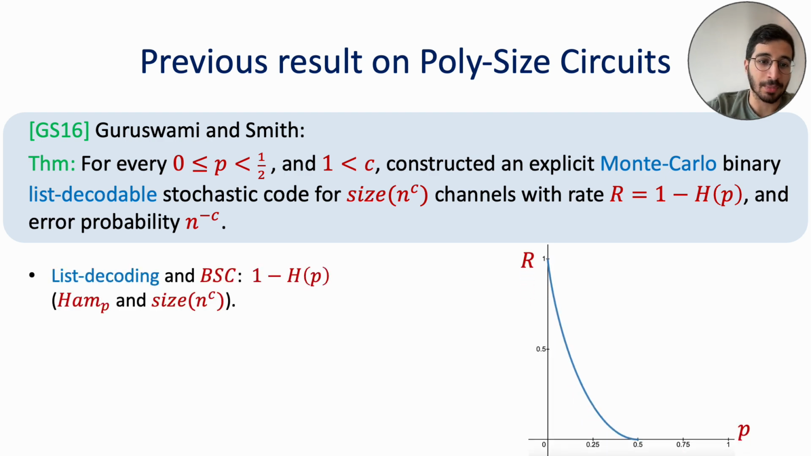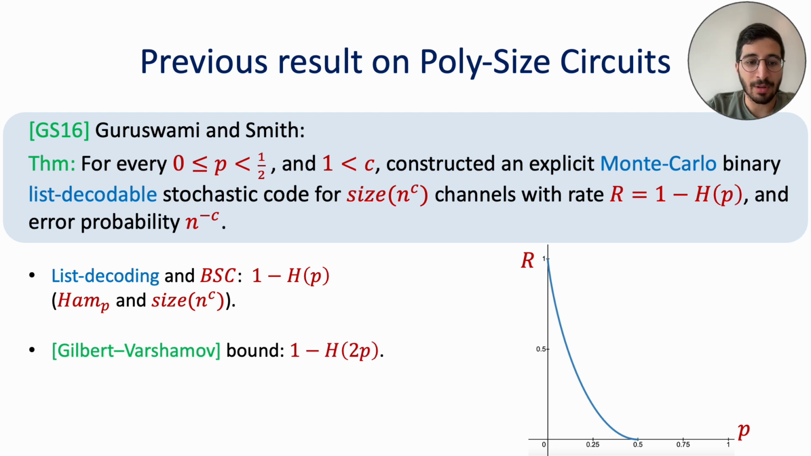Well, for starters, we know that the list decoding capacity, both for Ham-p and for size n circuits, is going to be equal to the binary symmetric channel capacity, equaling 1 minus the entropy of p. So we plot this here in this graph, as you can see. On the other hand, we know that existentially there are codes that achieve the rate that equals 1 minus the entropy of 2p, and this is plotted in this black line.